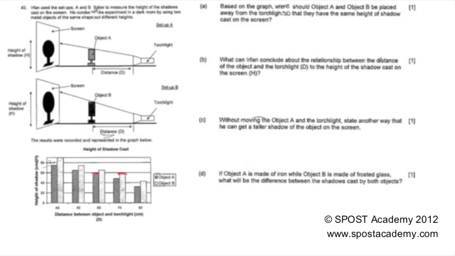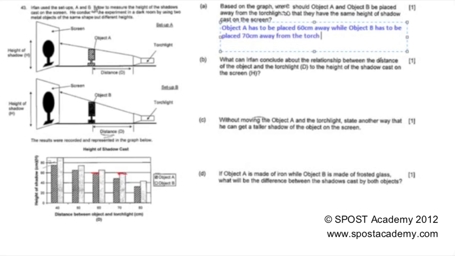So let's write this. Object A has to be placed, okay, just let me drag this bigger, 60 cm away, while object B has to be placed 70 cm away from the torchlight.